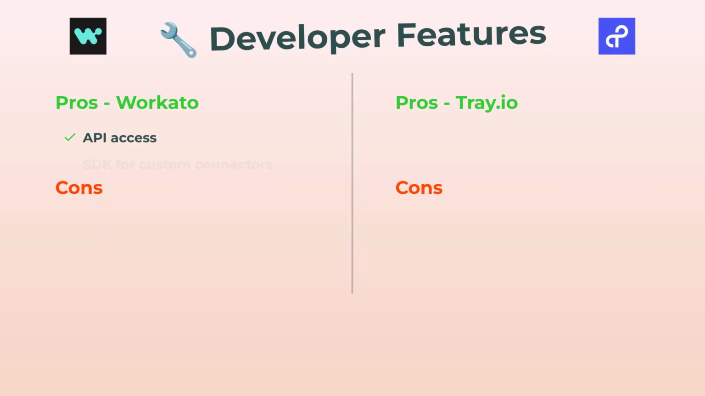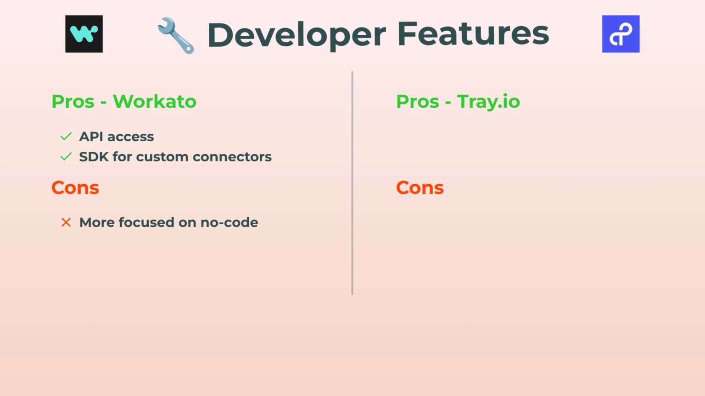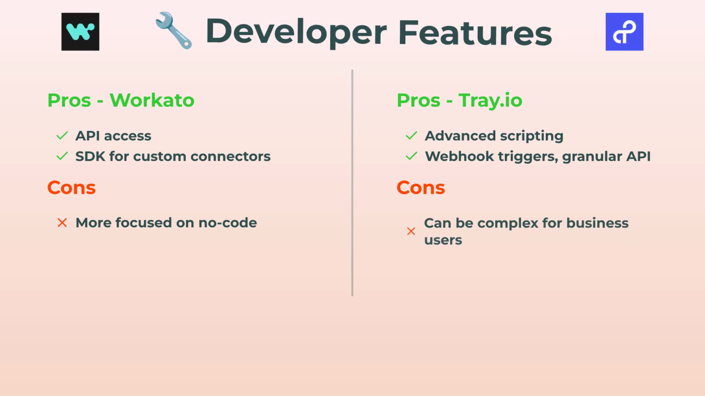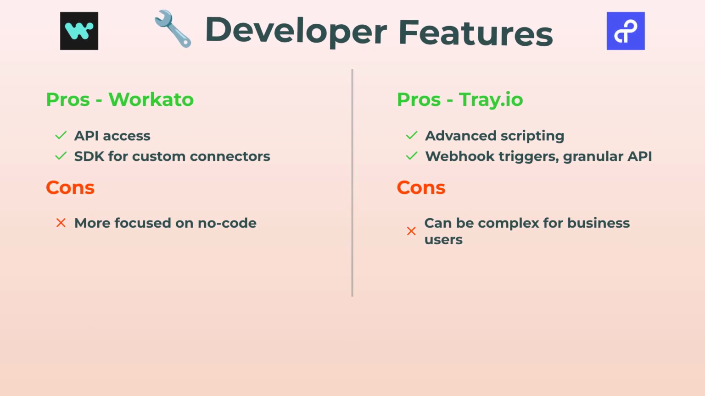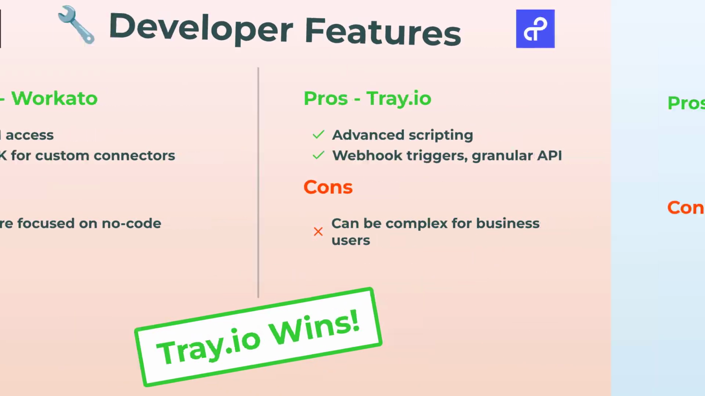Now, for all you developers out there, perk up. Here's where Tray.io really shines. It has advanced scripting, super granular APIs, and webhook triggers for days. It's awesome, but if you're just a business user, you might get lost pretty fast. Workato has APIs, and you can build your own connectors, but truthfully, it's more about making life easy for folks who don't want to stare at code all day. So this one's a win for Tray.io if you want developer muscle. That's your pick. Almost there.